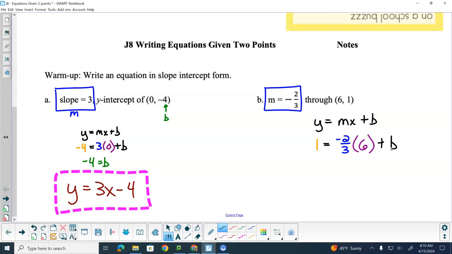Cora, -2/3 times 6. -4? Yep, exactly. Because we can break it out here: -2/3 times 6/1 is going to be -12 on the top, 3 on the bottom. That's going to be -4. So we get 1 equals -4 plus b.